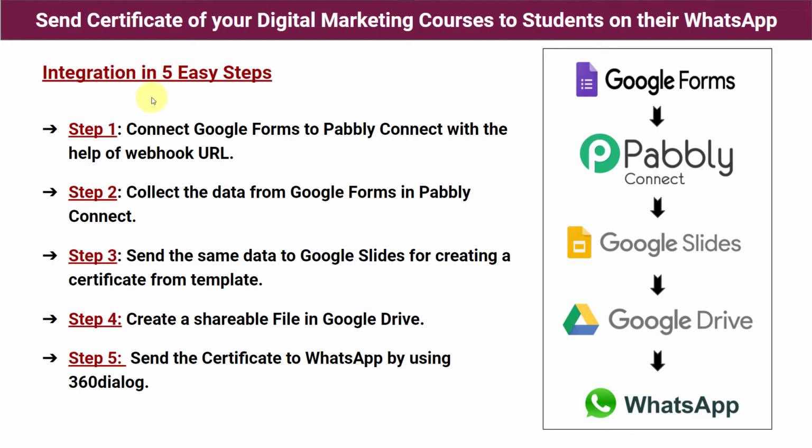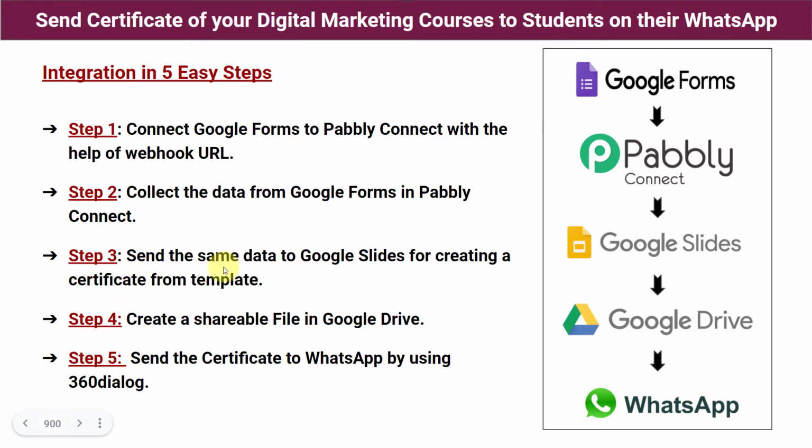So guys, these are the 5 easy steps by which you can also make this integration or connection between your Google Forms and WhatsApp and share certificates of your digital marketing course to students. So step 1 is connect Google Forms to Pabbly Connect with the help of webhook URL. So first of all, we are going to open Pabbly Connect and connect our Google Form to Pabbly Connect. And step 2 is collect the data from Google Forms in Pabbly Connect. So in second step, we'll bring the data from Google Forms down here in Pabbly Connect.